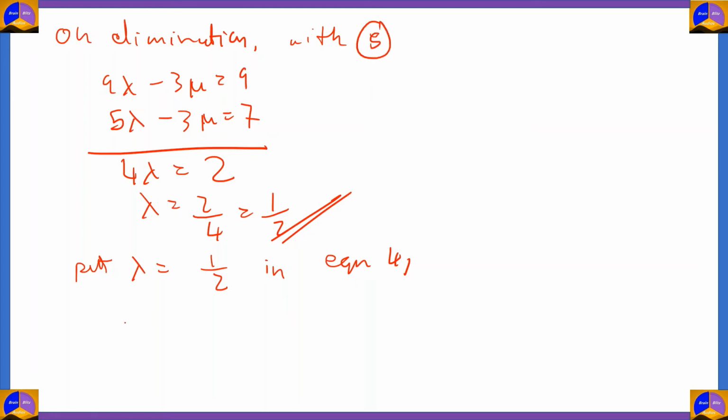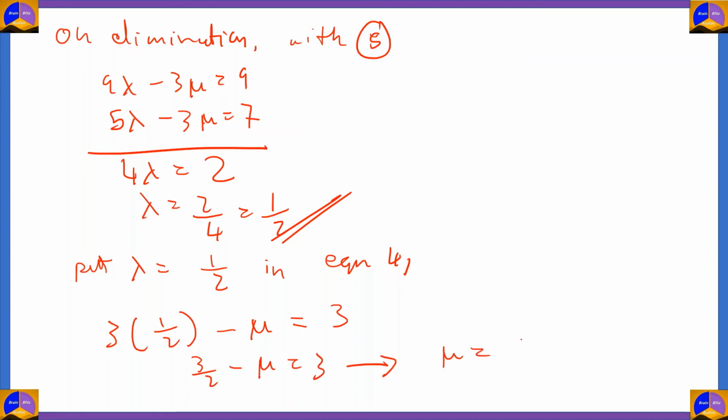So what we'll get is 3 into 1 by 2 minus mu is equal to 3. So 3 by 2 minus mu is equal to 3. So mu will be equal to 3 by 2 minus 3. So that will be 3 minus 6 by 2. So therefore mu will be equal to minus 3 by 2.